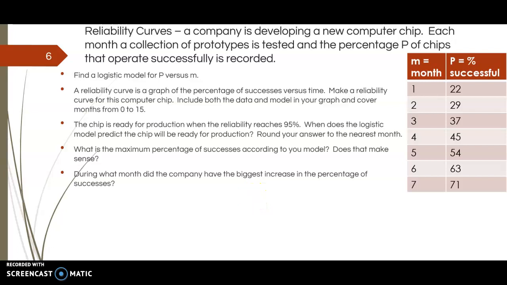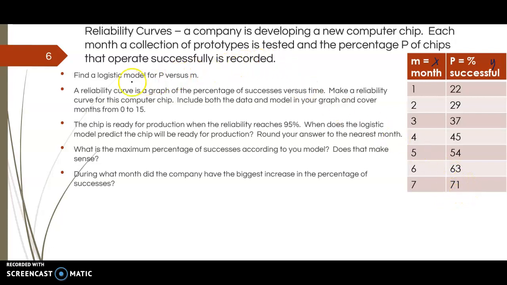Hello. For this example, we are creating a reliability curve, and we have a company that's developing a new computer chip. Each month, a collection of the prototypes is tested, and the percentage P of chips that operate successfully is recorded. And so we have that data here. M is our months, M is actually our X in this scenario. P is our percent of success, that is our Y, so this is saying 22% of those prototypes worked. And by month 7, 71% of those prototypes worked.